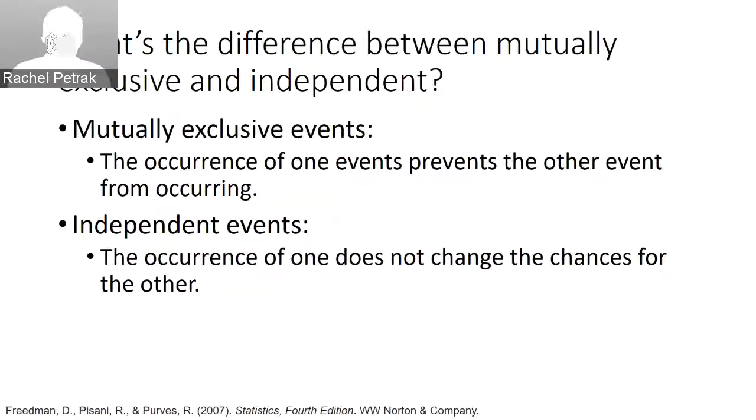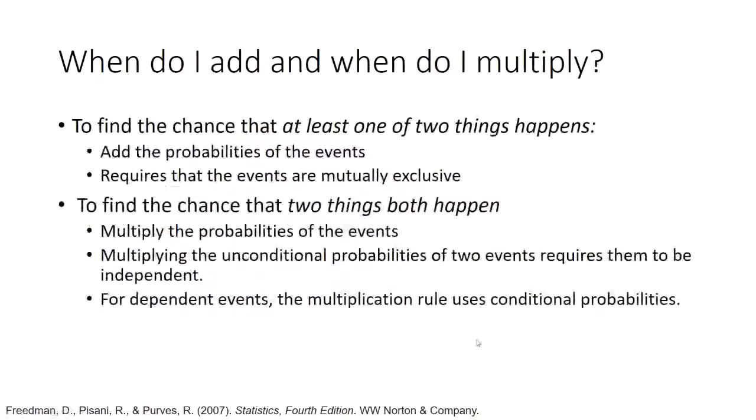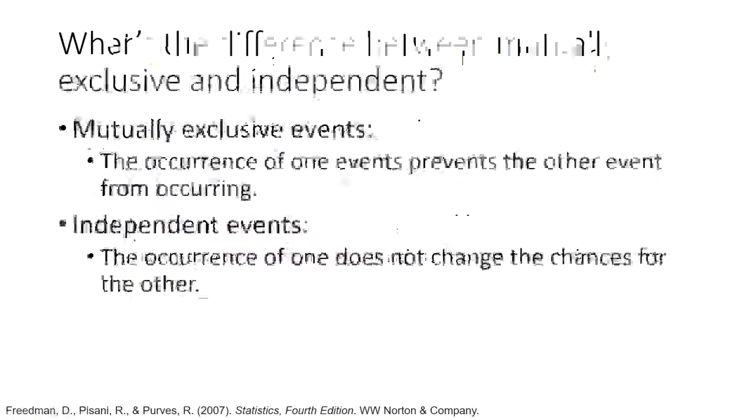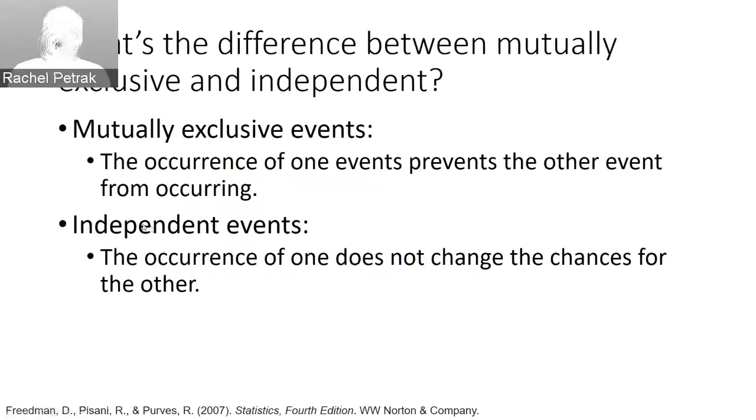In independent events, we have a situation where the occurrence of one event doesn't change the chances for the other. And of course, the converse is true too. For dependent events, the occurrence of one does change the chances for the other.